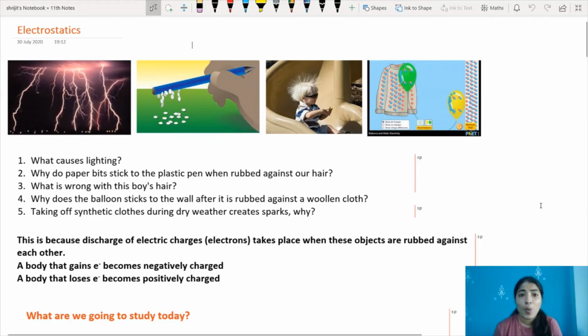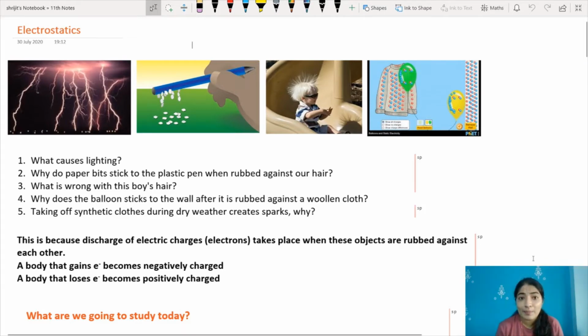As you see, why is this happening? This is because discharge of electric charges takes place when two objects are rubbed against each other. So one object will lose charges, another object will gain charges. Now what kind of charges am I talking about? I am talking about the negatively charged electrons because they are the ones that are loosely bound on the surface. So when you rub two objects against each other, what happens is one of the object will lose electrons and the other object will gain electrons. So the object that loses electron becomes positively charged and the object that gains electron will become negatively charged.